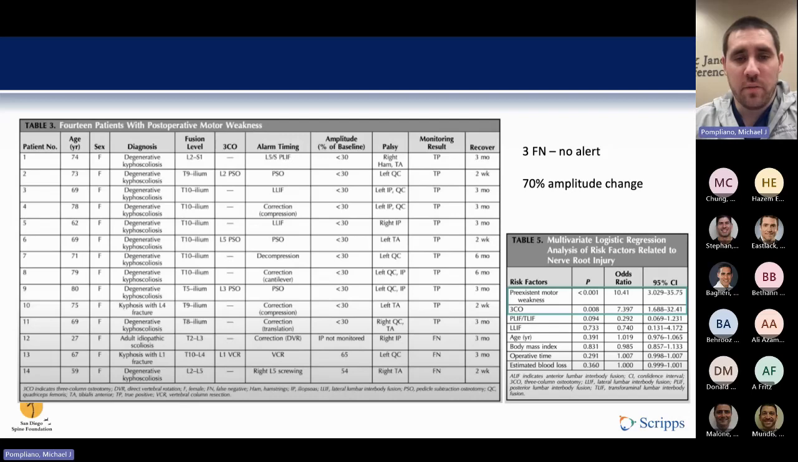And looking at their amplitude percentage, rows 13 and 14, 65 and 54%, I think lowering to that threshold would have a lot of false positives. Not that it's intolerable, but that may greatly complicate things and provide a little bit of complication intraoperatively in terms of the logistics. And then looking at independent factors for nerve root injury, they found pre-existing motor weakness as well as 3-column osteotomy being significant risk factors.